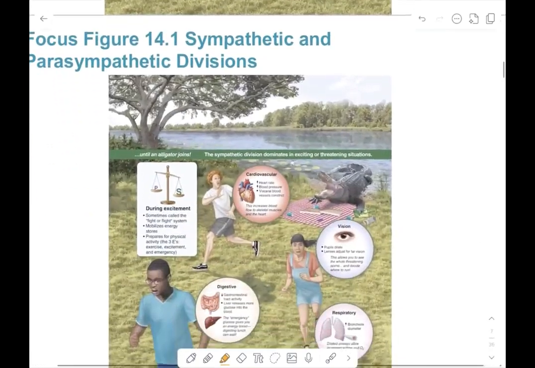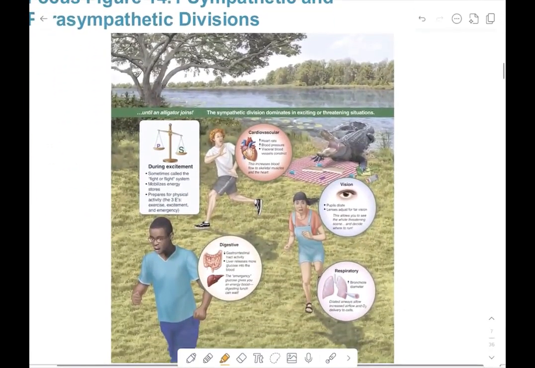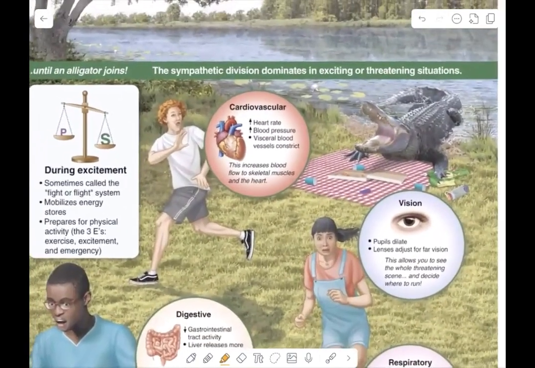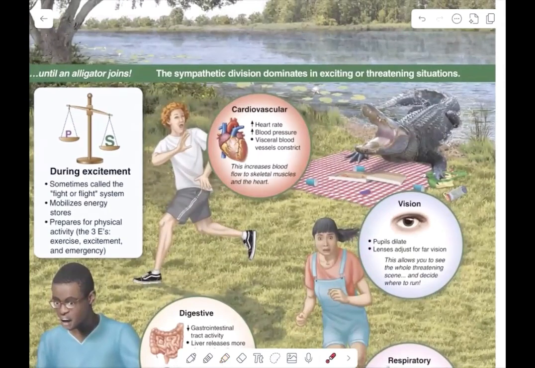Our next slide is showing the sympathetic nervous system. So all of a sudden, oh my gosh, there's a gator that comes up onto shore, which we see here. And that makes sense because we live in Florida. So it's a great example. The sympathetic division is going to be responsible for exciting or threatening situations. So during excitement, it's called the fight or flight system, energizes stores, and the 3 E's, exercise, excitement, and emergency.